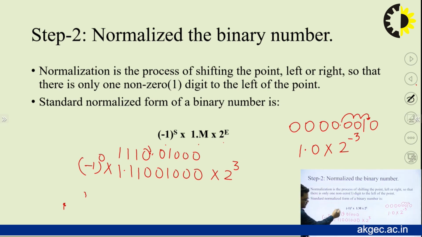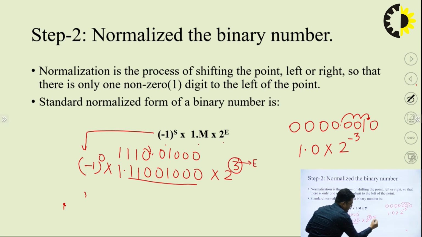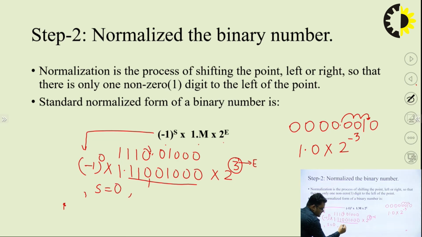So now it looks like this format. If you see, we have minus 1 raised to the power s, that is minus 1 raised to the power 0, 1 point m, that is 1 point this mantissa, and 2 raised to the power e. So this is my e. So now we can calculate three things: s, which is 0, m, this is our m, and this is our e, the true exponent, right? So we have calculated the normalized form of the given binary number.